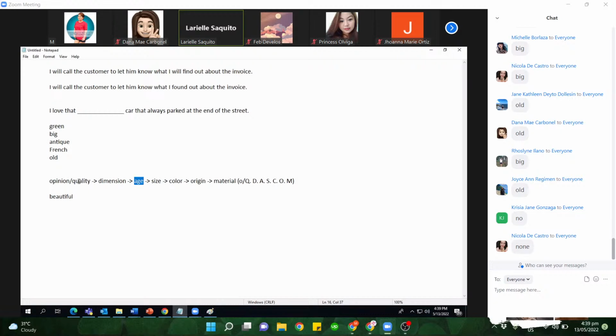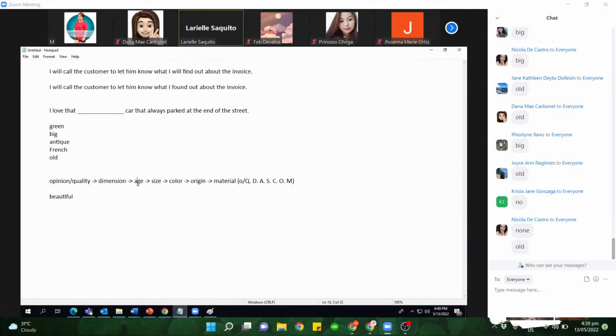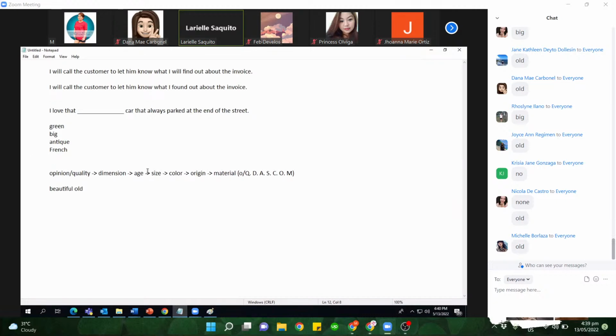What will be the next one? We have age. If there's no dimension, of course we skip it. It's not required that all of these adjectives will be provided. Do we have an age option here? Yes, we do, which is the old one. Very good. So beautiful, old. Next, size. Do we have a size? Very good. Big.